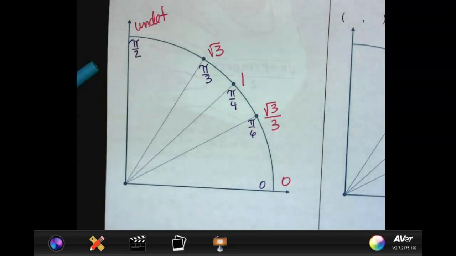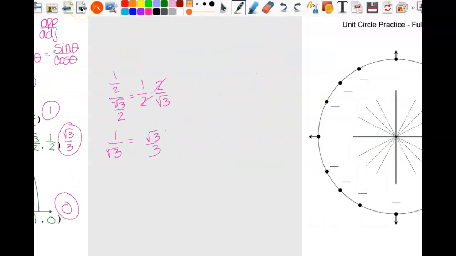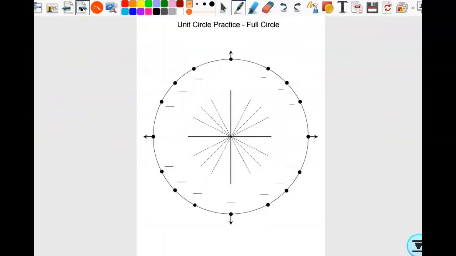Okay, so now I want you to look at one of your full blank circles. These little lines are fraction bars for your angle measures. I regret putting them on there now, but they're there. That's what they're for, okay? So I want you to fill in the first quadrant, just the first quadrant, just the angle measures. Do that for me. We should be experts at this by now.